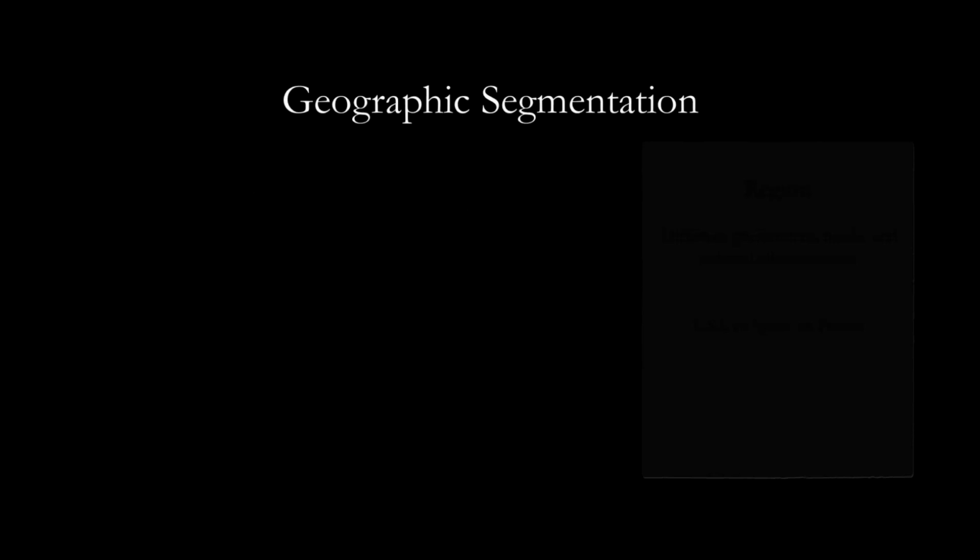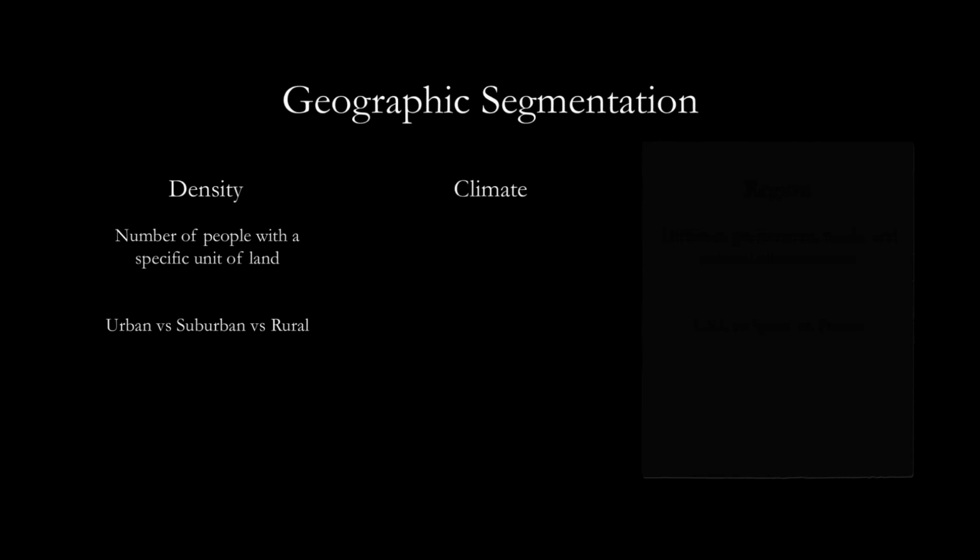Geographic segmentation refers to segmenting markets by region of the country or world, market size, market density or climate. Essentially, we're segmenting the market based on some sort of geographic feature. Density. We can segment based on density, the number of people within a specific unit of land. Think urban versus suburban versus rural markets. Climate. Climate has a dramatic impact on residents' needs and purchasing behavior.